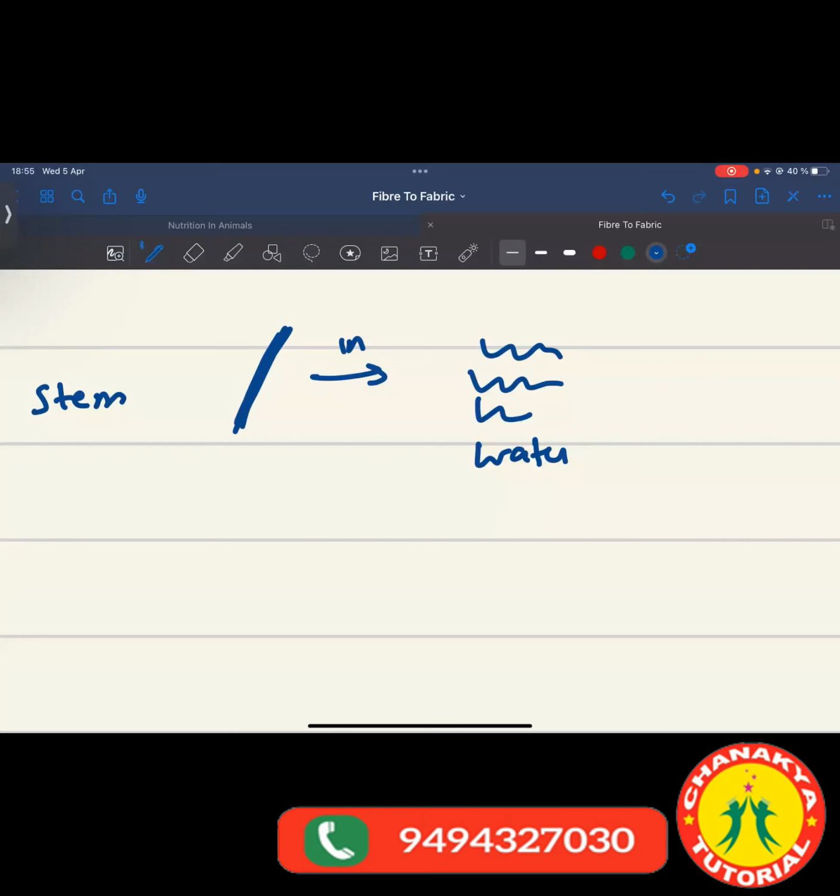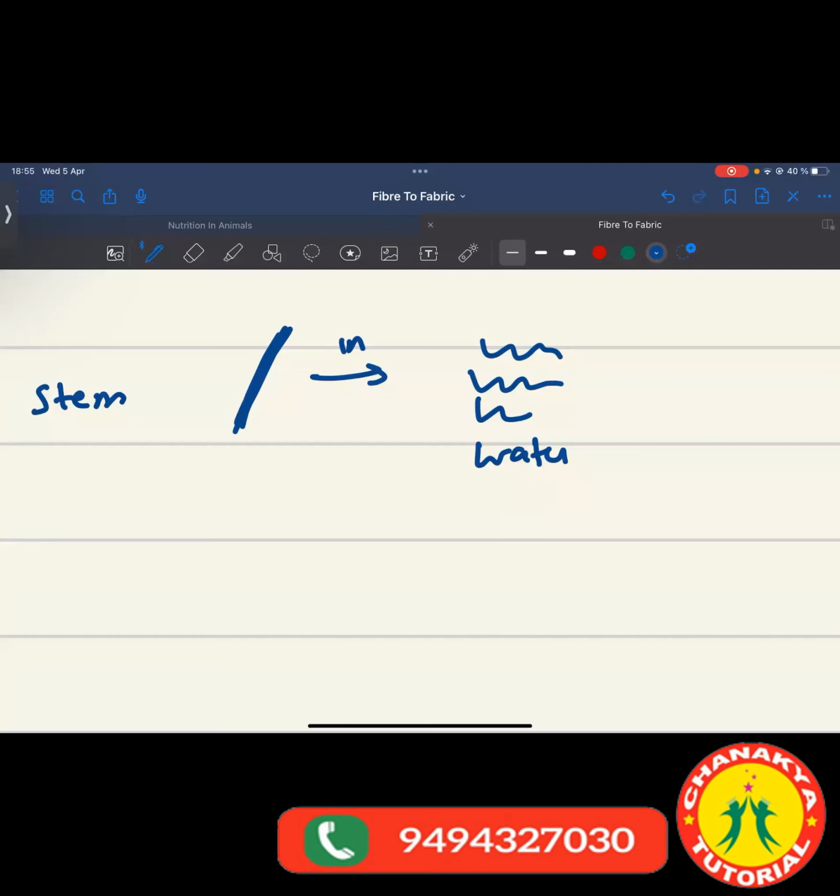What happens to this fruit? You need not give me the exact answer. Anything is fine. What happens to this fruit that you've kept for so long in water? Ma'am, it will become yellow. It will become yellow. Very good. Anybody else?